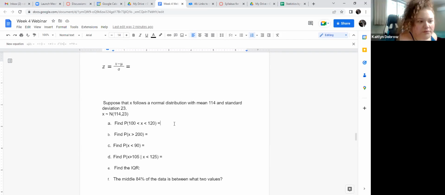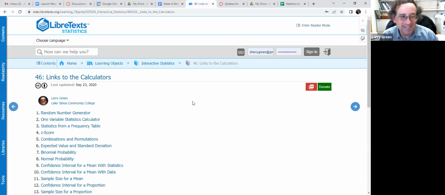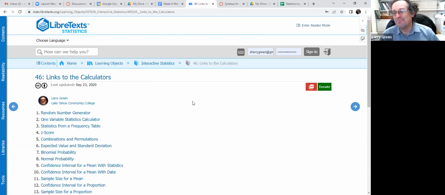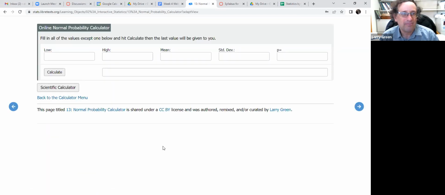A calculator. Yeah. And this should be obvious, I hope. Which calculator do you think we're going to use? The normal probability. Yeah, normal probability. I did my best to make it obvious. There are no tricks here. So I got normal probability, and it's going to ask you the low and the high, kind of like the binomial where you had the low and the high. Do you remember that? There's no number of trials, though. It's not binomial. There's a mean, there's a standard deviation, and there's a probability.